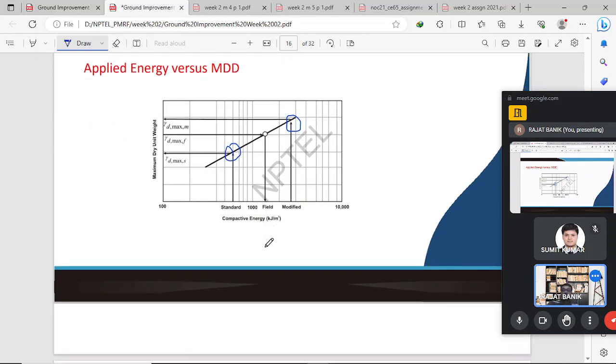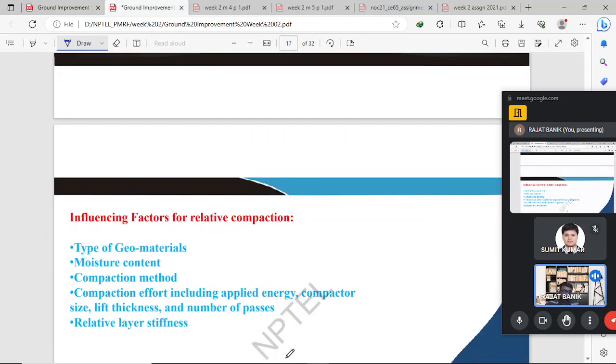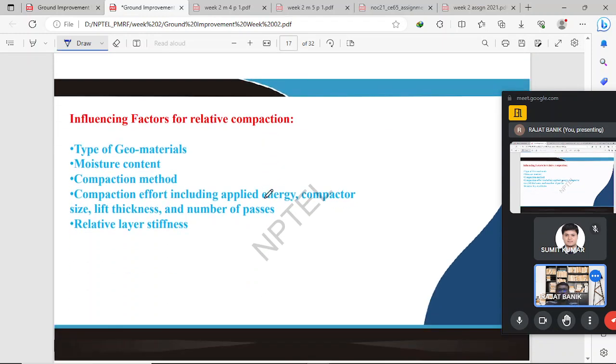Okay. So moving forward, we can further see that there are different influential factors which govern the relative compaction in the field. What is relative compaction? Relative compaction means how much compaction is achieved in the field with respect to the maximum density achieved in the laboratory.